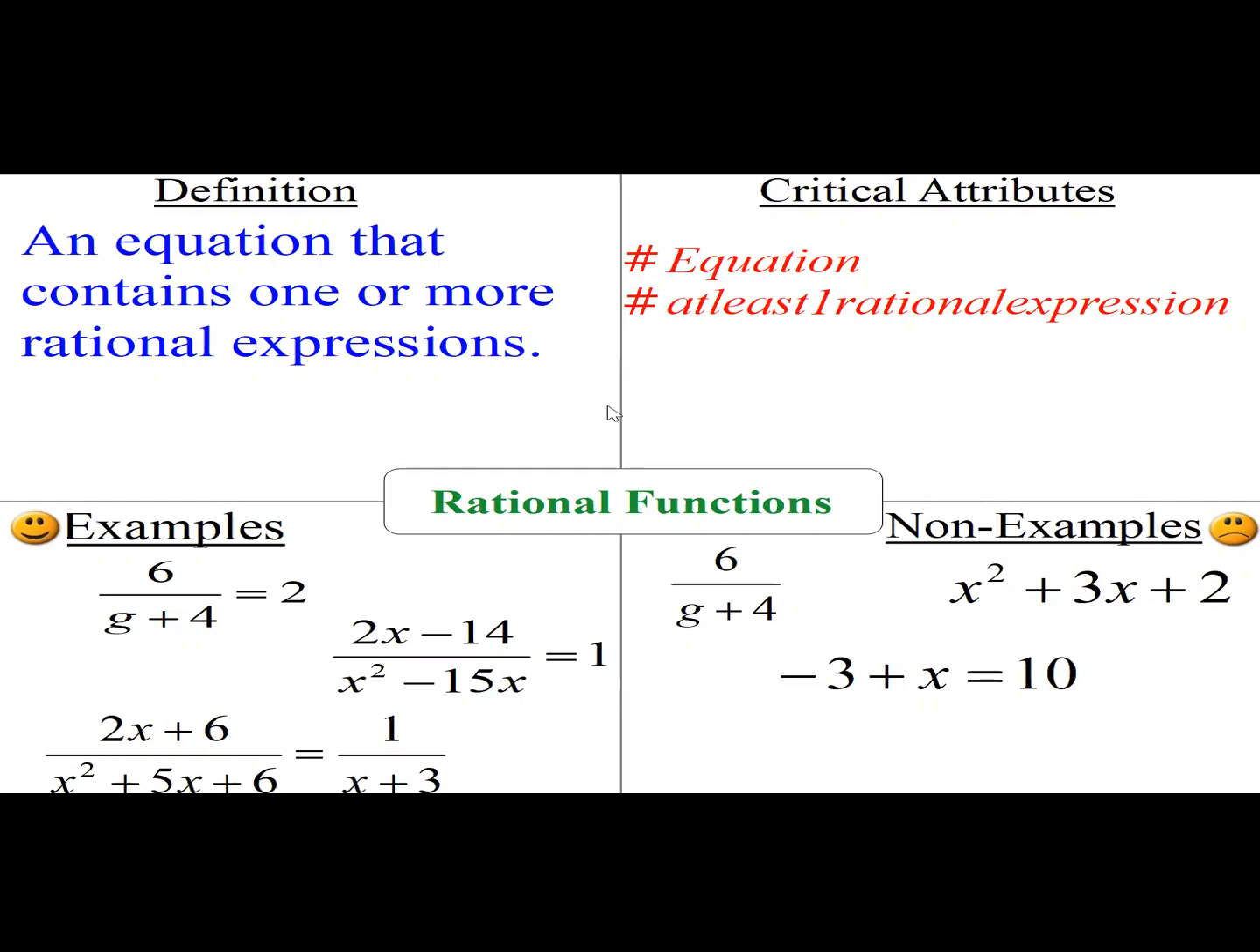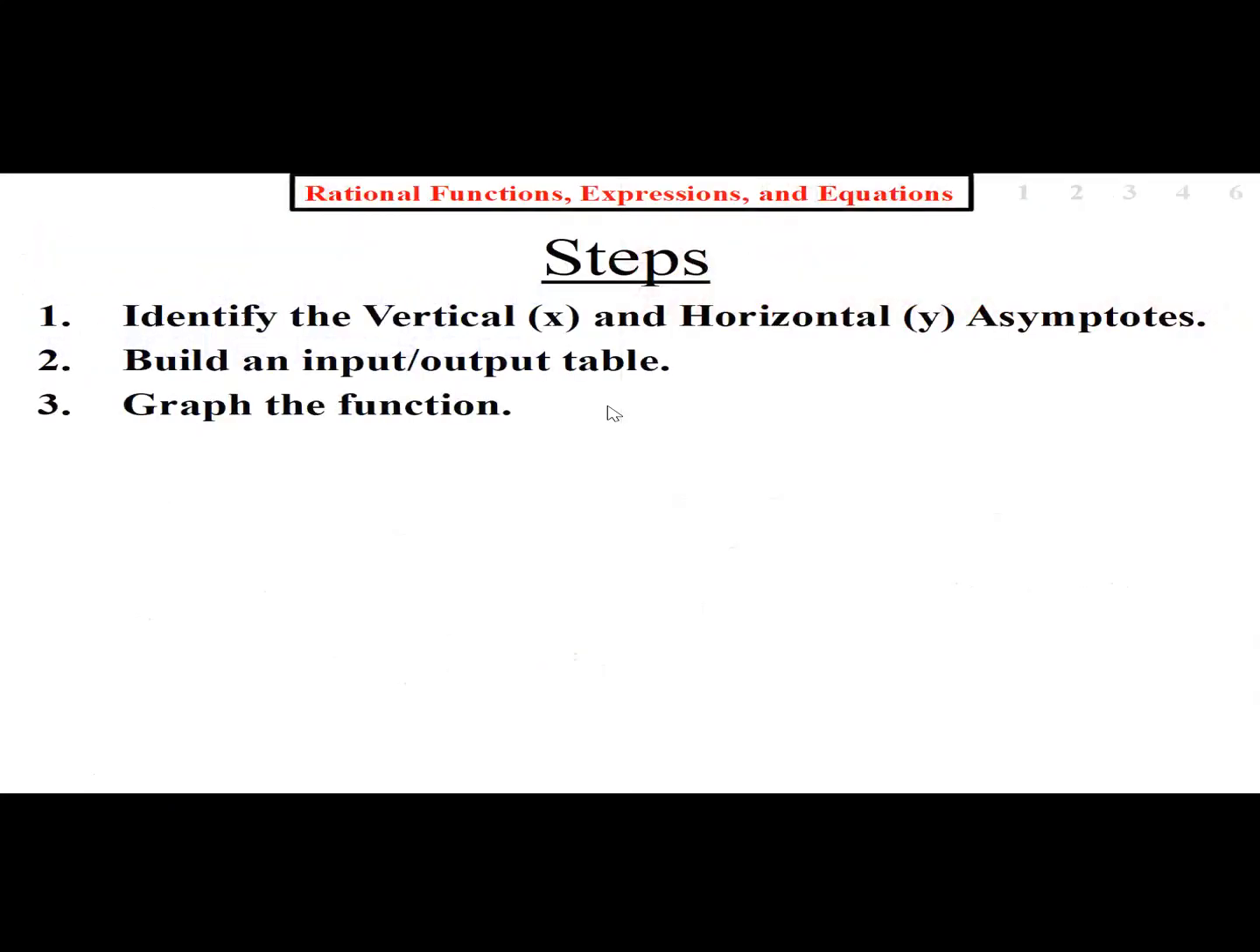So copy these steps, please. As we move closer to the end of the year, we're going to get closer to multi-step stuff. So I'm going to give you steps so that you have at least a guide as to what to do, and so that you don't get lost. So write this down, steps. Number 1, identify the vertical and horizontal asymptotes. It reads, identify the vertical (x) and horizontal (y) asymptotes. Number 2, build an input-output table. And number 3, graph the function.